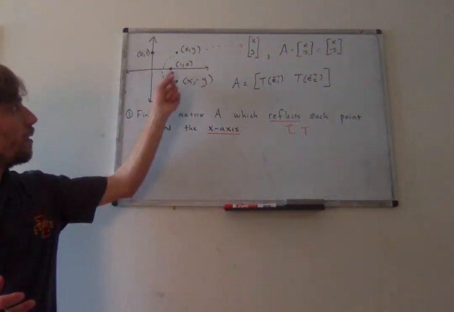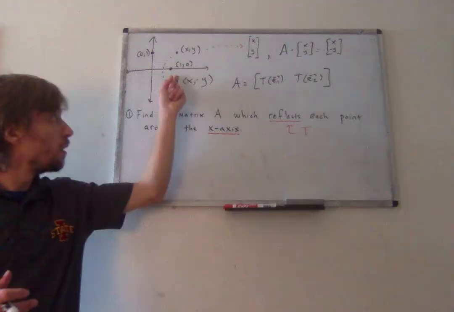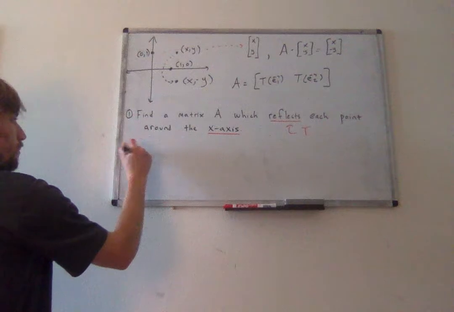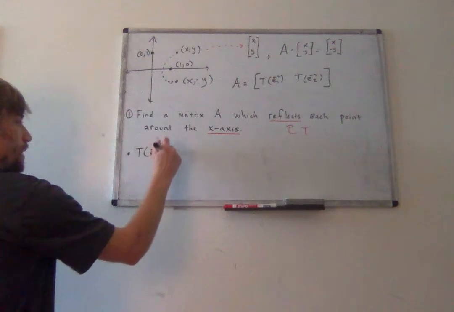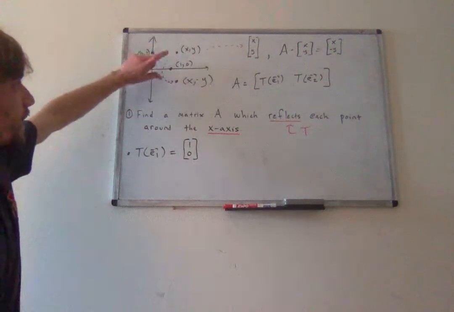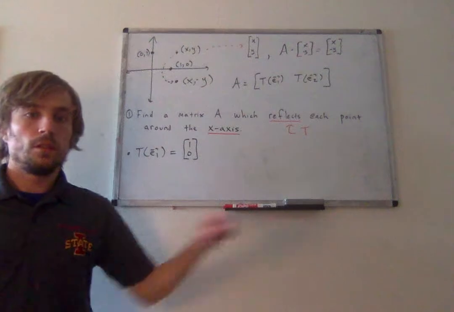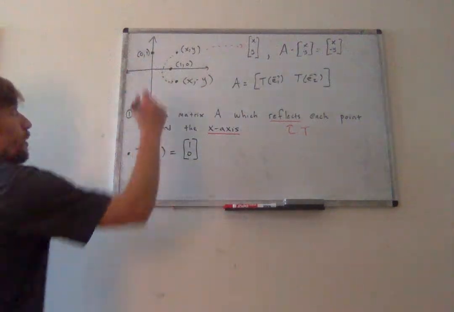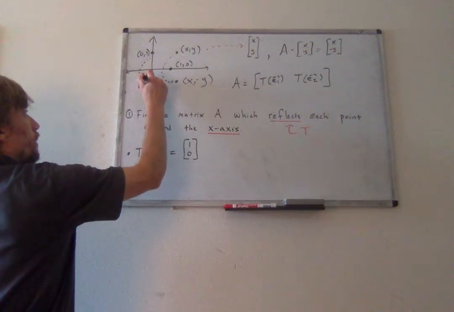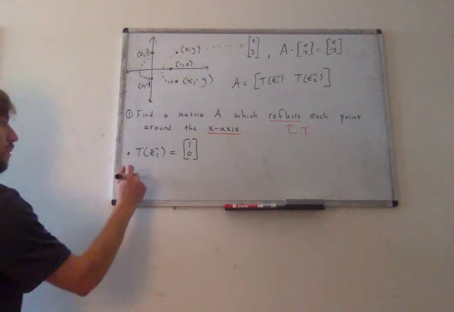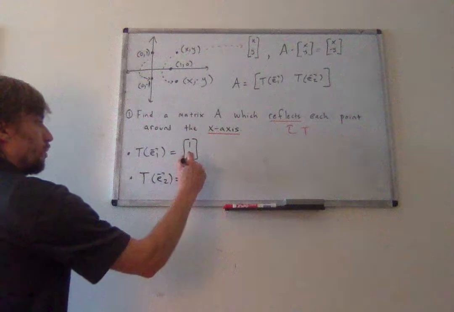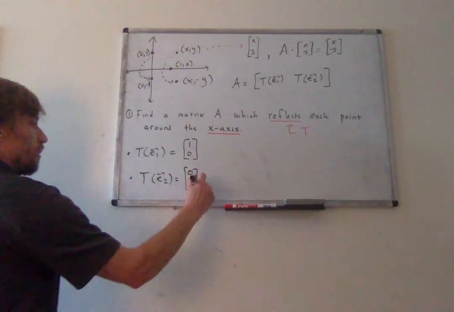Well, okay, if I'm reflecting around the x-axis, the point (1, 0) stays fixed, right? So notice, specifically, T(e1) is just equal to (1, 0). If I'm reflecting around the x-axis, the point (1, 0) doesn't go anywhere. The point (0, 1), however, will go to the point (0, negative 1). And so T(e2) is equal to (0, negative 1).